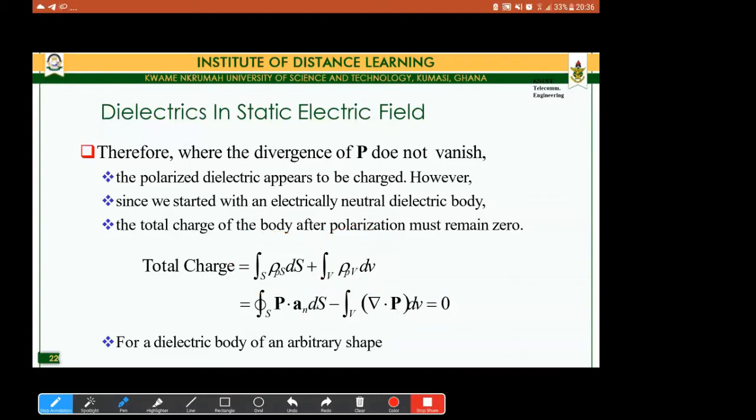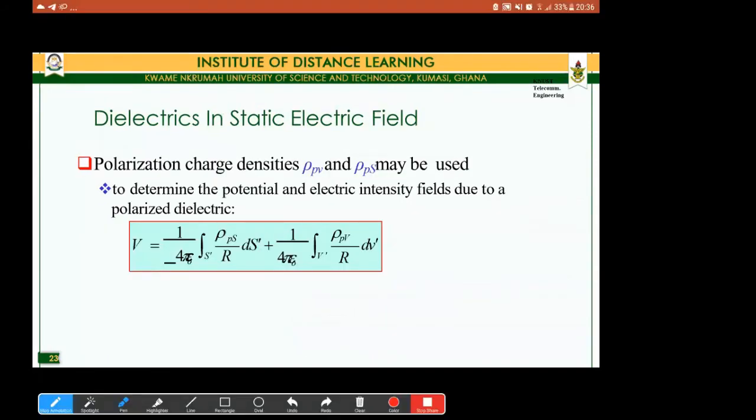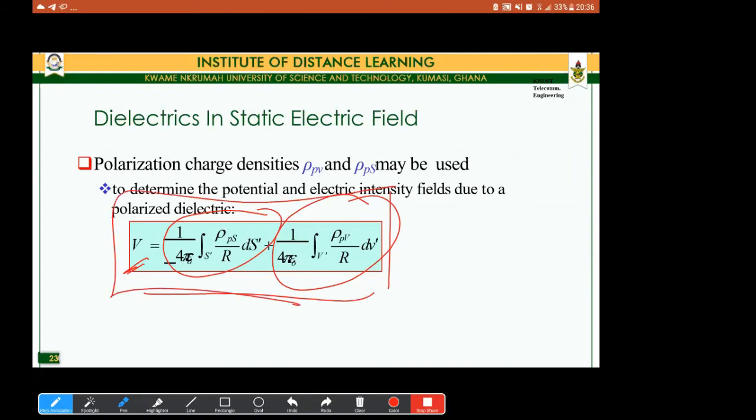If you do this, then we can have the potential again by integrating as we have done before. But this is the potential due to the surface charge density, rho PS, and this is the potential due to the volume charge density, rho PV. Now, this is only consistent with the discussion that we have had previously, not that we are going to use this for any particular calculation. It is just to give an understanding that there is a consistency in determining the potential due to any given charge.